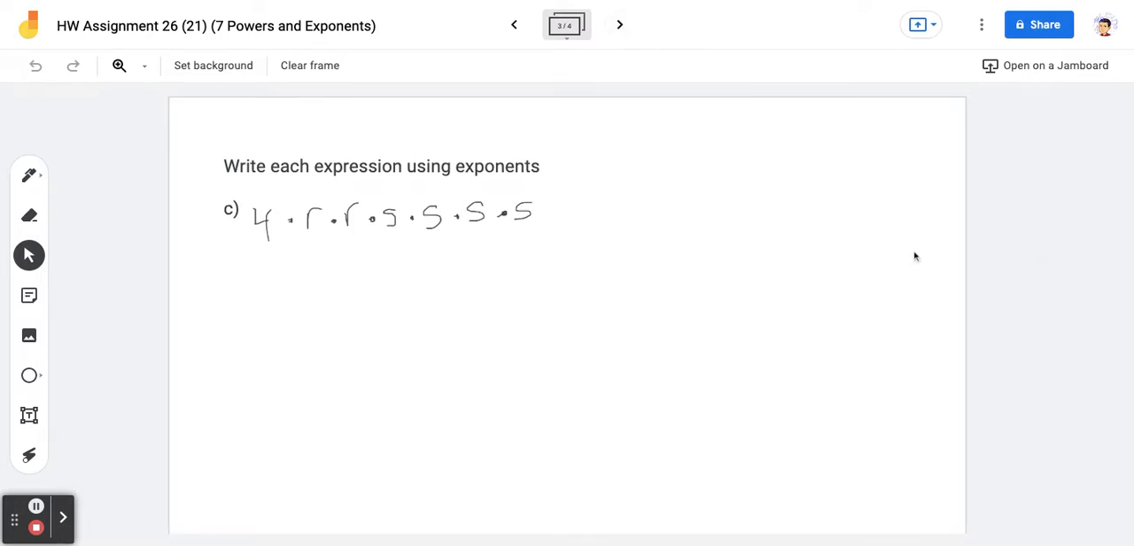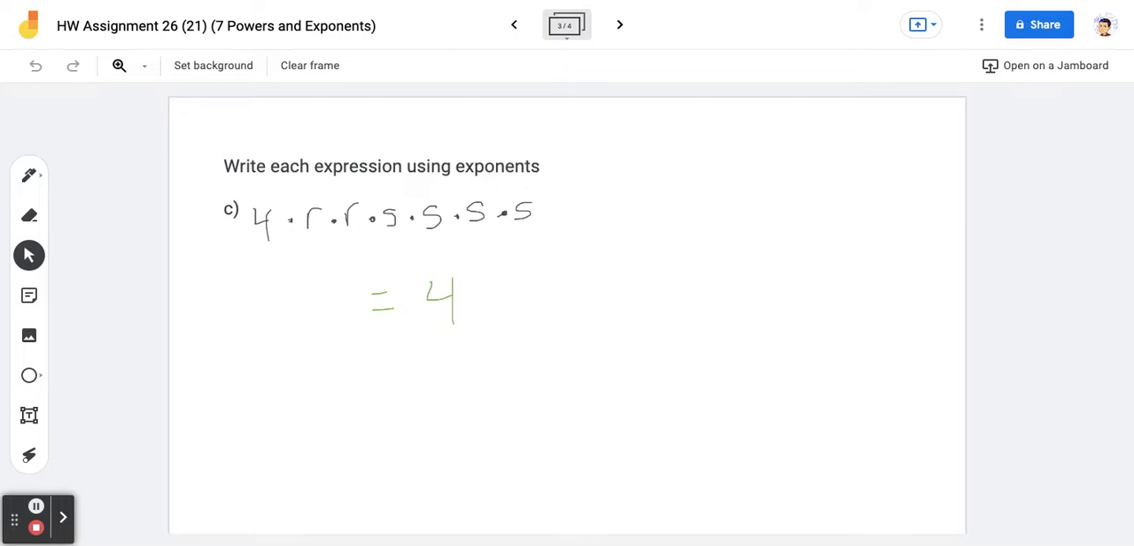All right, so still writing our expressions using exponents. Now we're going to mix up some variables along with a coefficient. So we have 4 times r times r times s times s times s times s. There's only one 4. There are no other constants or coefficients, I should say. So we know that that's going to be 4.